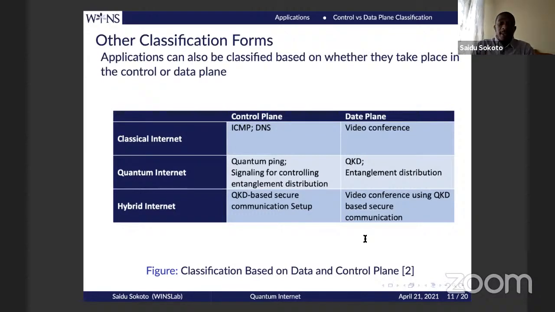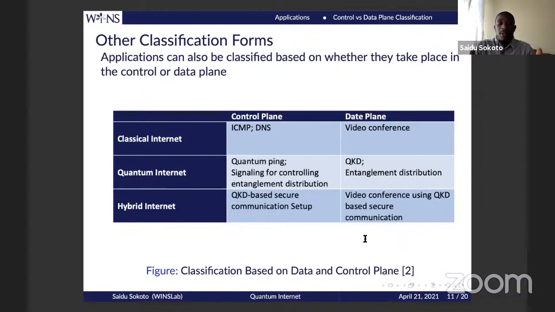However, in the hybrid internet, whereby the classical internet and the quantum internet are living in harmony, hopefully side by side, we can have the quantum key distribution based secure communication setup. We have already seen this example earlier as a control plane, and we can also have video conferencing using quantum key distribution based secure communication using the data plane. Of course, in the future, these might be different.